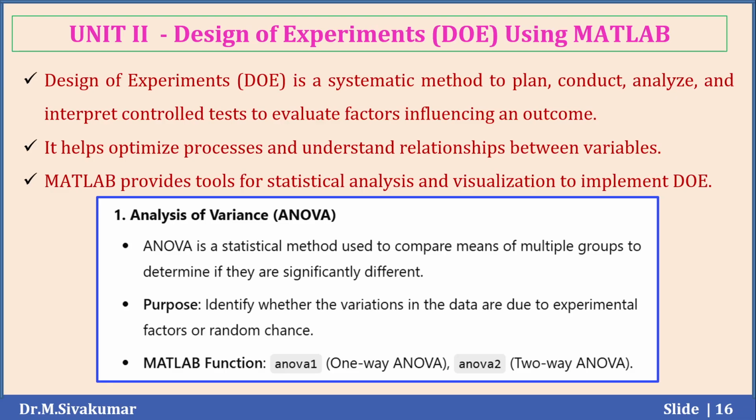There are different types of methods we are going to see. One method is the ANOVA method. ANOVA means analysis of variance. ANOVA is a statistical method used to compare means of multiple groups to determine if they are significantly different. What is the purpose of this method? To identify whether the variations in the data are due to experimental factors or random chance. What are the inbuilt functions? The MATLAB function anova1 is one-way ANOVA, and anova2 is two-way ANOVA.